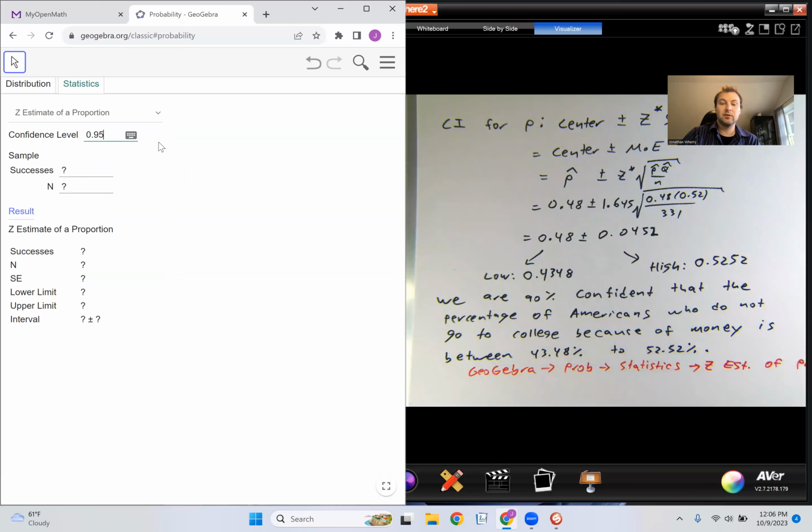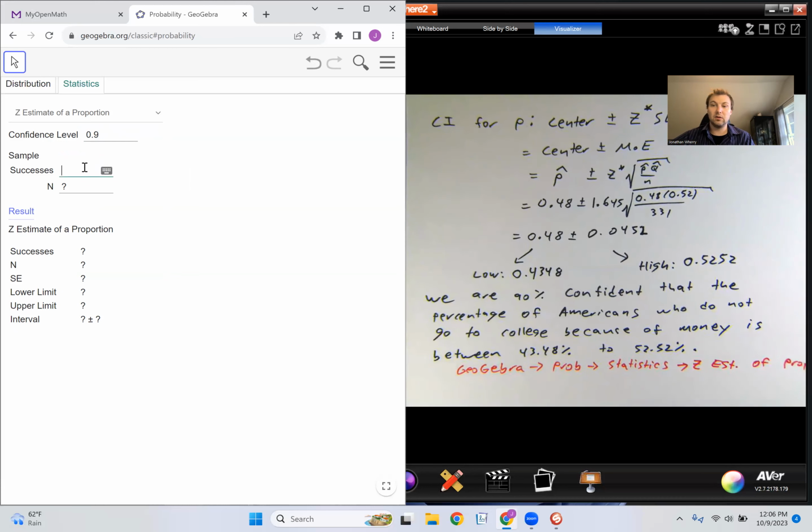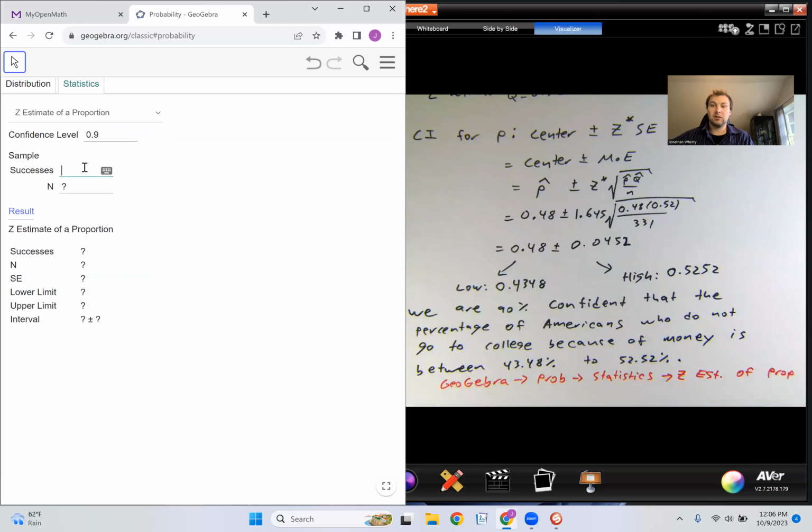And for the confidence level, 90%, 0.90. And it didn't give me the number of successes, and it's asking me for the number of successes. So in GeoGebra, I can just type 331 trials, and there was a 48% success rate. So approximately 159 successes. I could type in 159 if I wanted to.